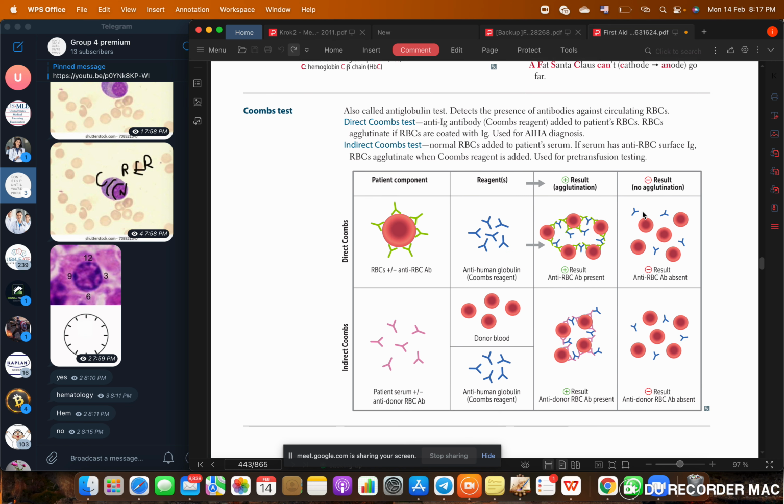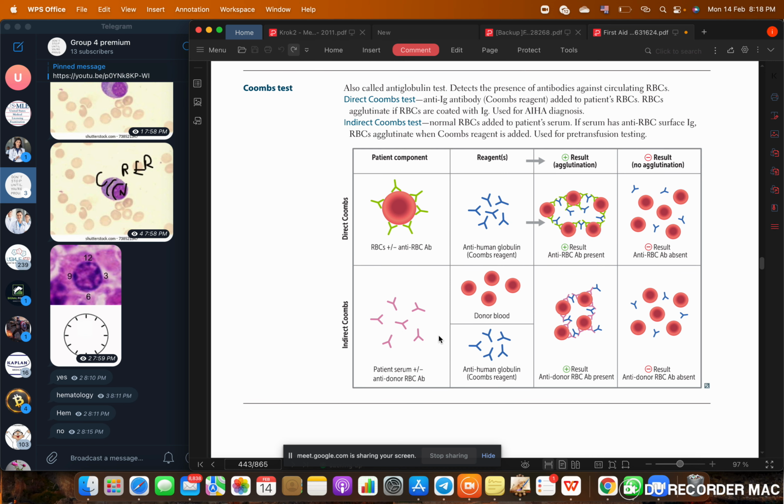But if the green antibody does not exist, no agglutination will occur. Everything will be okay. In the indirect Coombs test, we are not checking for antibodies on the RBCs. We are checking for antibodies inside of the plasma. So I repeat, inside of the plasma. To check for them, you bring the RBCs and you bring what? An anti-human globulin. The same thing. The function of anti-human globulin is to bind to the what? To bind to the antibodies. But think about it. If it binds to it, what will you see? Literally nothing.